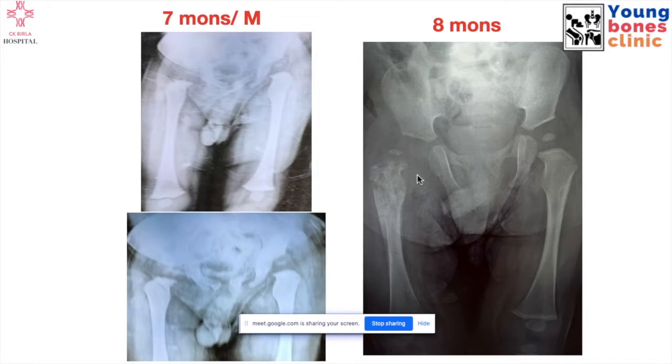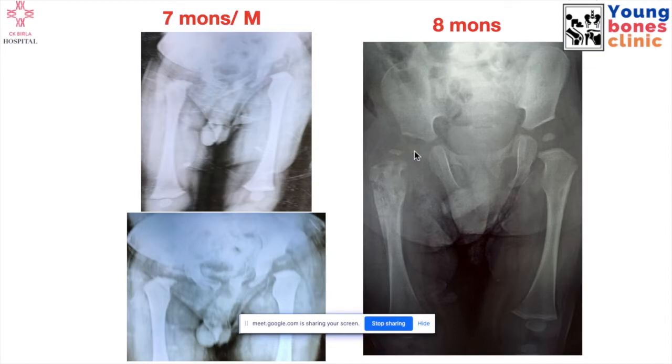So within 1 month, as you can see here, you can compare both the sides. You can see the capital epiphysis already subluxing. If you draw the lines here, you can see it's all centered on the left side. The head is going out. You can see the cortical thickening, the periosteal reaction, the sequestrum in the bone, and the widening of the metaphysis and the cortex and the diaphysis. So it's clear-cut osteomyelitis. That means we have missed the boat.